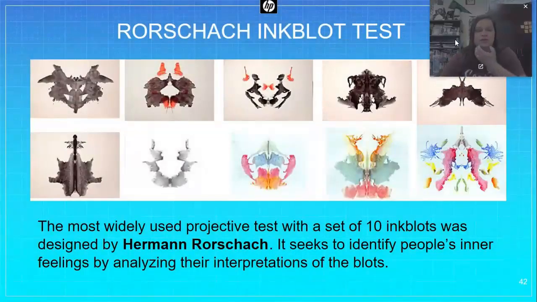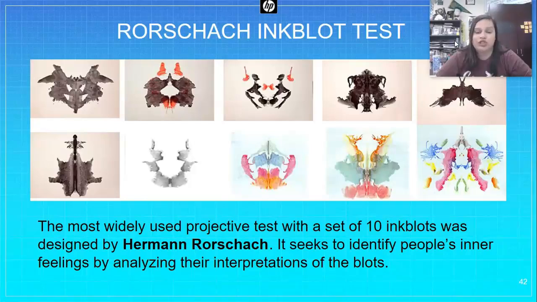The Rorschach ink blot, you probably recognize these images. In my own classroom, I have some pictures of these. It was the most widely used projective test, by Herman Rorschach. The original test had a set of 10 ink blots, and people were asked to look at the ink blot and identify what they saw. What they interpreted in the picture was supposed to reveal their inner feelings. So, for example, maybe you see in this middle picture, those are your parents arguing. In this other picture, they're arguing in the car. That would reveal that you have some kind of inner tension about issues with your parents.